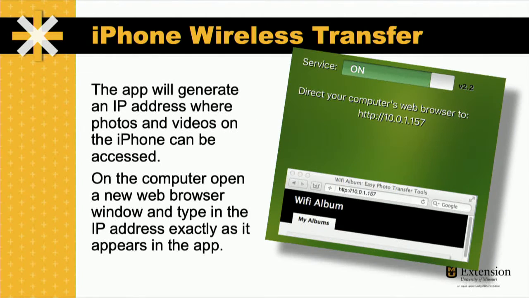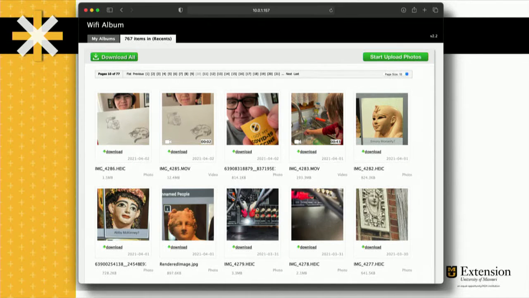But once I did, it generates this number up here. Different times it generated different numbers, but you type that in exactly in your web browser and voila. You'll have something that looks like this, and you can navigate through the different pages of photos and just click the download buttons for the ones you want to move to the computer.